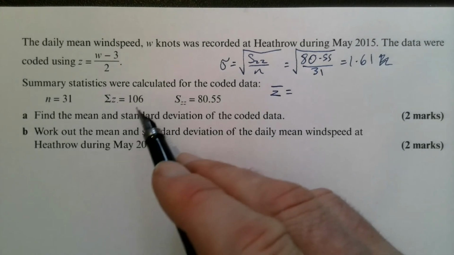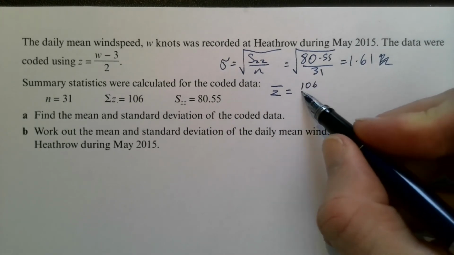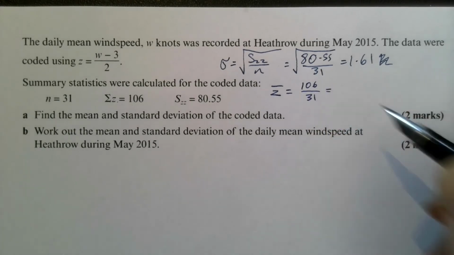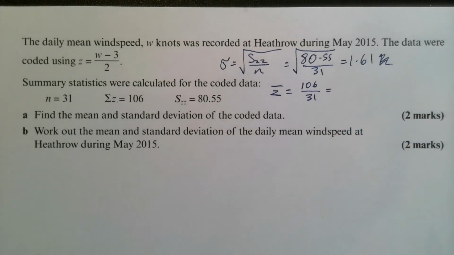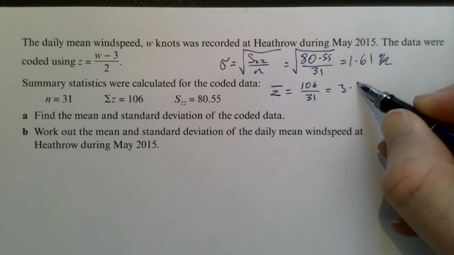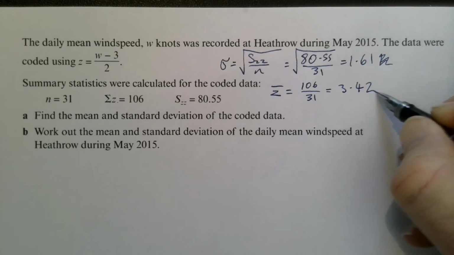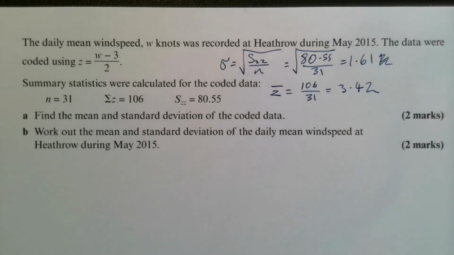It is going to be, what do they all add up to, divided by how many of them there are. 106 over 31. 106 divided by 31 is 3.419, so that's 3.42 to 3 significant figures. Right, working out the mean and standard deviation of the daily mean wind speed.